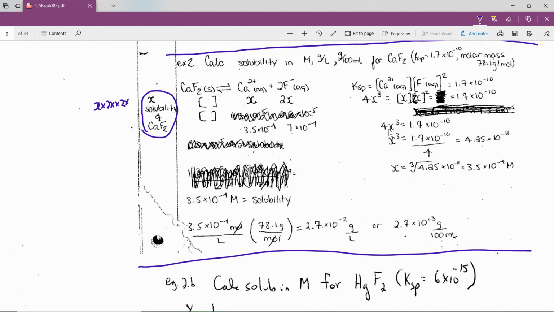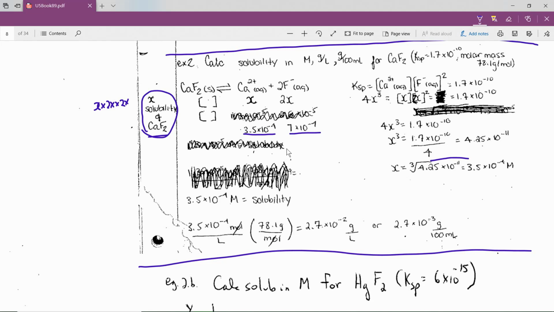So then 4X cubed is 1.7 by 10 to the minus 10. Divide by 4, take the cube root, and I get 3.5 by 10 to the minus 4 moles per liter. So that is my concentration of Ca2 plus. It's also the solubility of CaF2, and 7 times 10 to the minus 4, so that's 2 times 3.5 by 10 to the minus 4. That is the concentration of the fluoride.